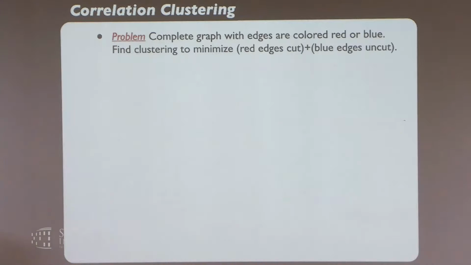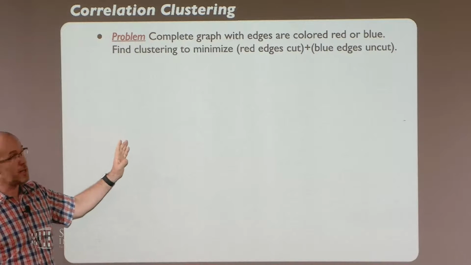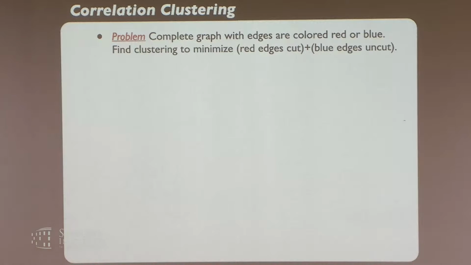Okay, maximum independent set. A slightly different problem here. Correlation clustering is something else there's been a lot of activity on in the last 2-3 years. This is the complete version of correlation clustering, where you imagine you have a graph of n nodes, and it's a clique, so all n choose 2 edges are present, and every edge is colored red or blue.